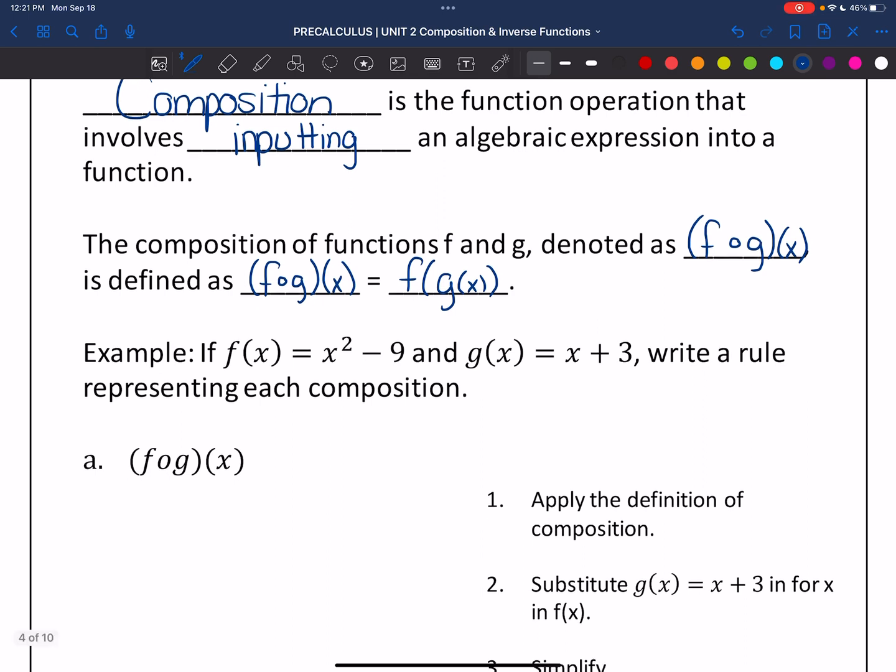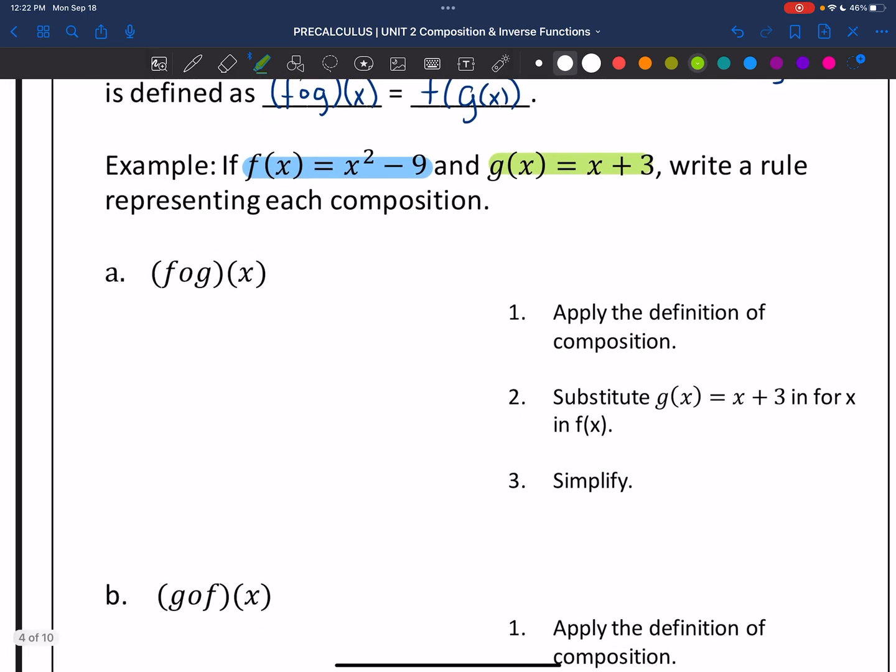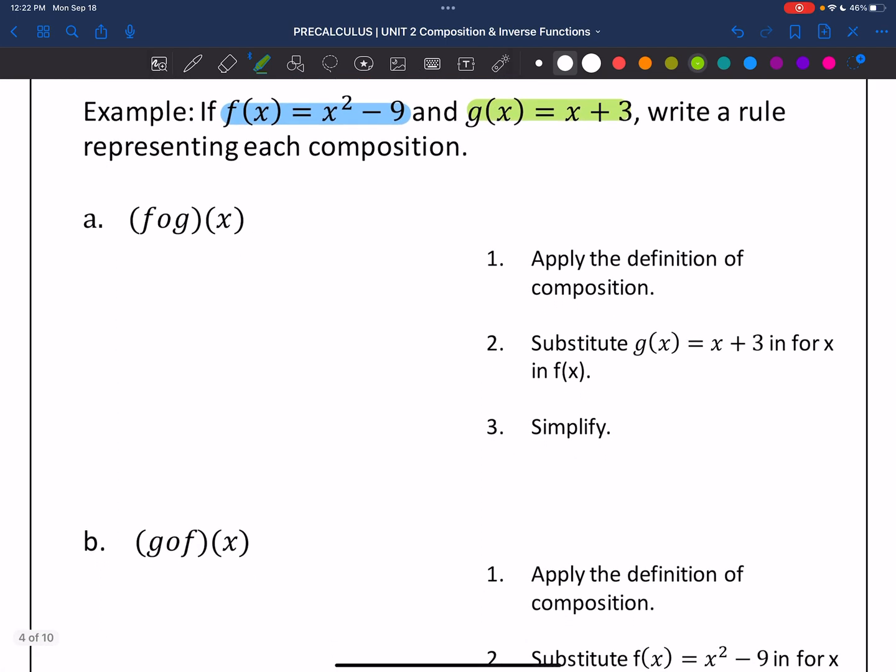So, for example, let's look at these functions below. I want us to use blue to highlight our f function and green for our g function. And we're going to write a rule representing each composition. We're going to compose f of g and also g of f of x. So let's go ahead and begin.